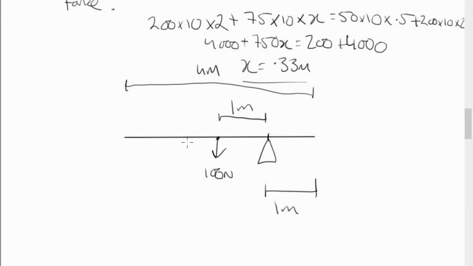Right? So now say we have to put a mass at the very end of this plank to balance this out. Very easy sum, right? 100 into 1 must be equal to 100 into 1. So what will the weight be? It also has to be 100 newtons. Now suppose if it was placed closer, this value would increase from 100. It would become more than 100.